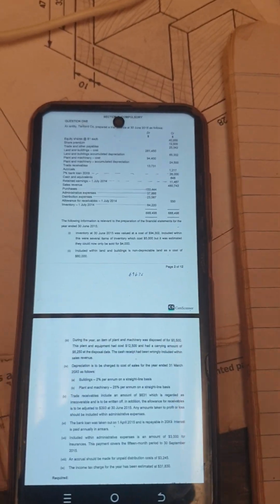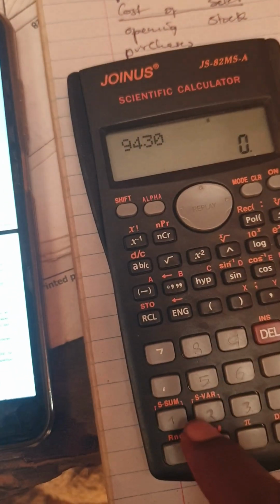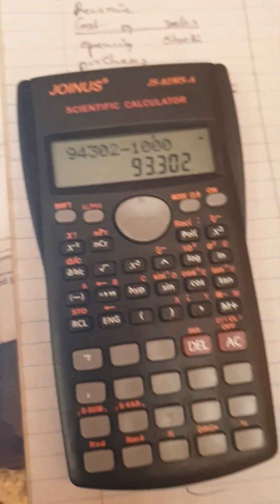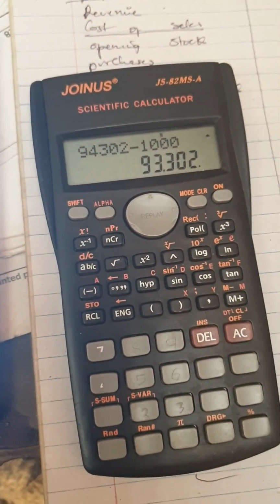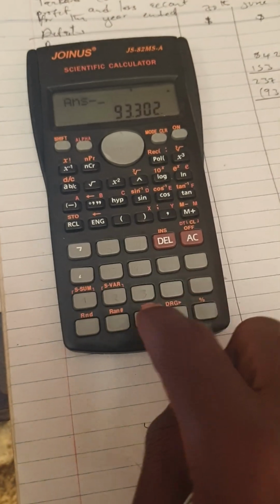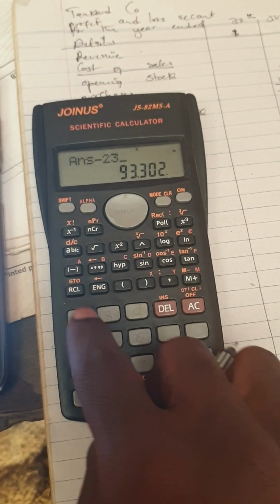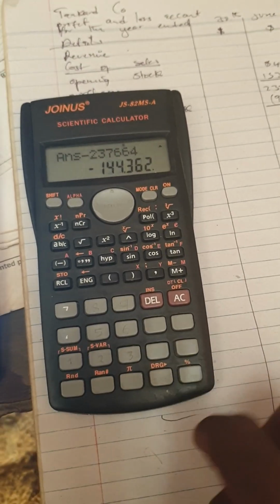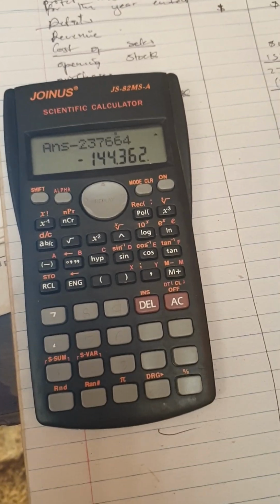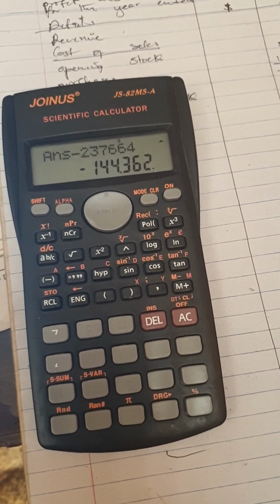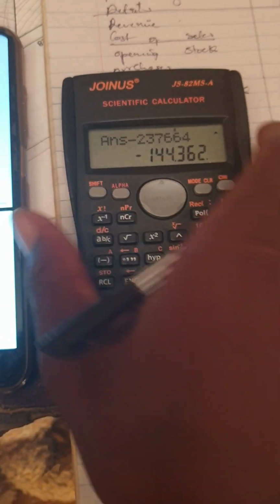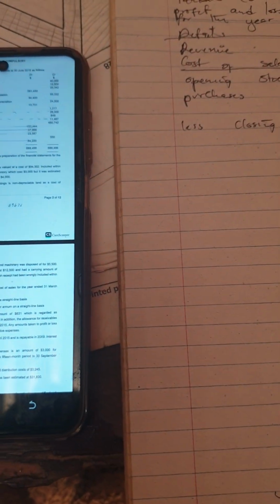So from the stock, we're going to remove that 1,000. The stock itself was 94,302. We're going to remove the 1,000, meaning our closing stock is going to be 93,302. Okay, since closing stock is subtracted from our cost of goods available for sale, we are going to remove it from the cost of goods available for sale, which is 237,664. This is going to give us 144,362 as our cost of sales figure.